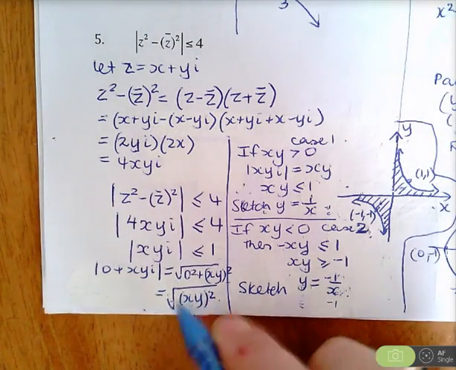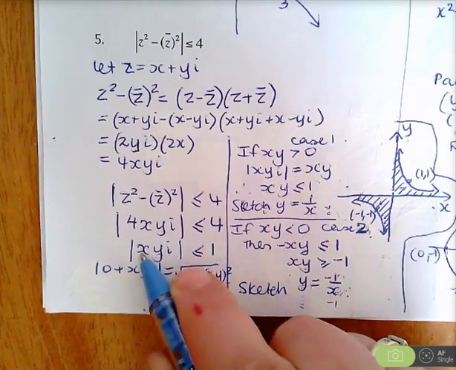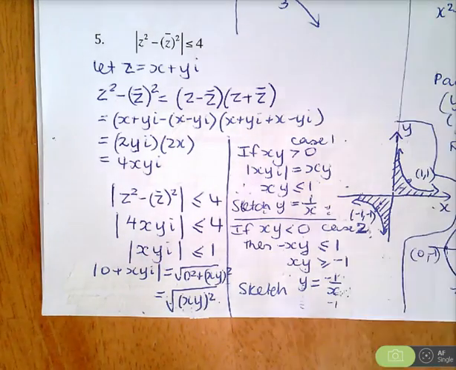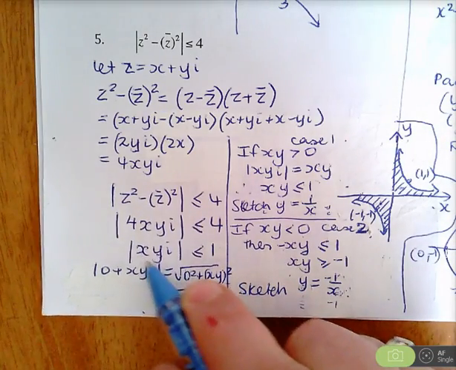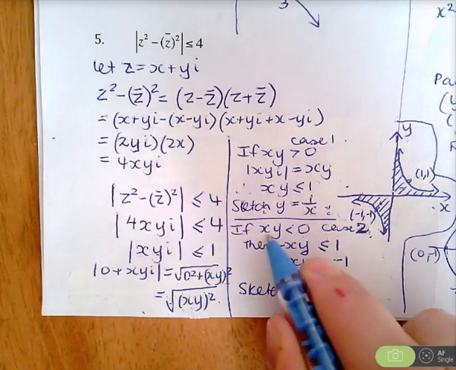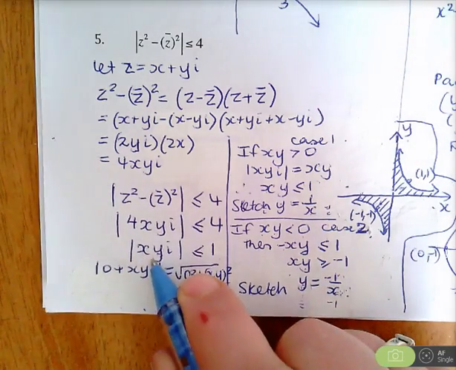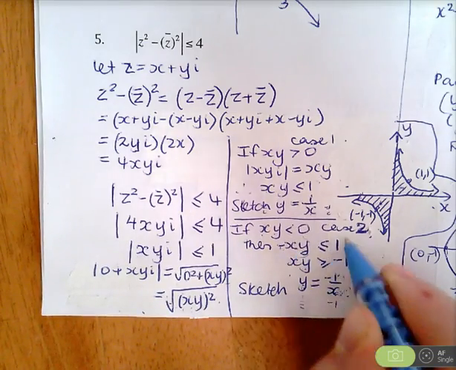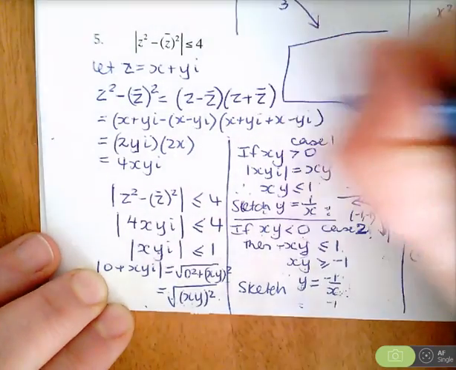Now, for my second case here, for example, absolute value of xy. Now, if xy happens to be negative, then of course, when you take absolute value of something, you get a positive answer. So if xy happens to be negative, then you have to do the negative of the negative to get the positive answer. So if xy is negative, then we get that negative xy is less than or equal to 1. Okay?